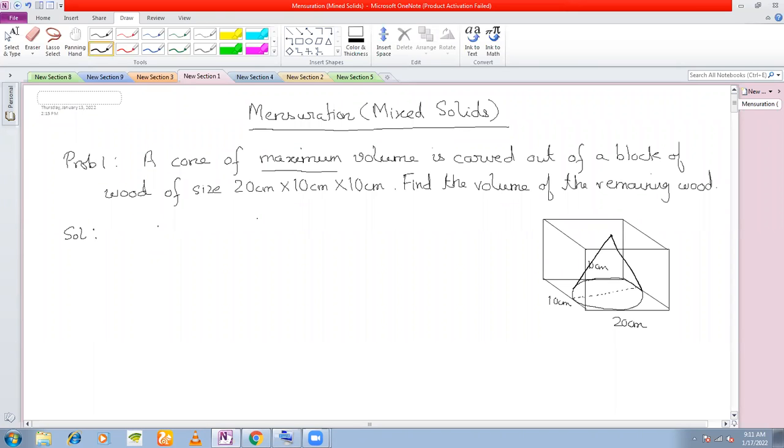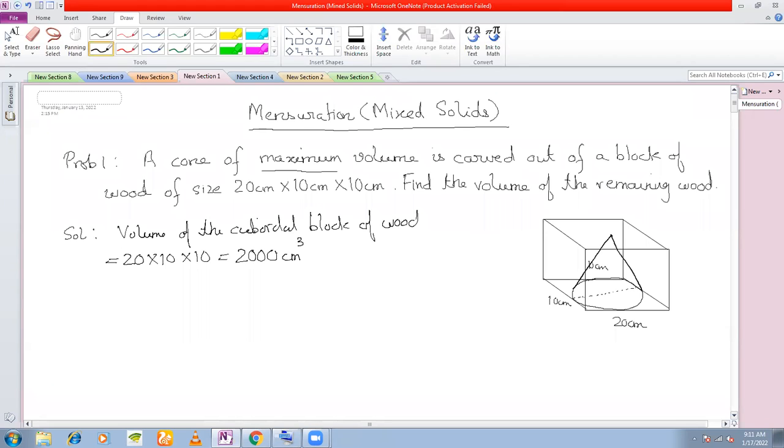So first of all, let's find out the volume of the cuboidal block of wood. Volume of the cuboidal block of wood. Length into breadth into height, which is 2000 centimeter cube, is the volume of the cuboidal block of wood. Now we will find out the volume of the cone.